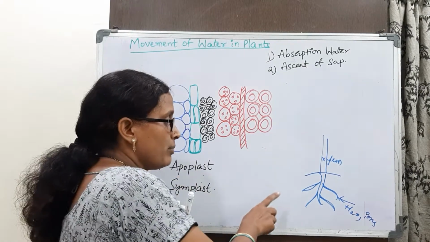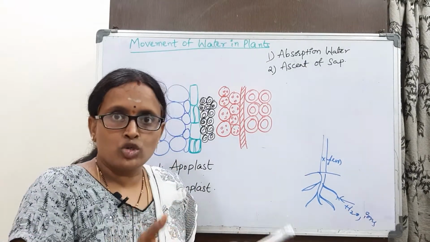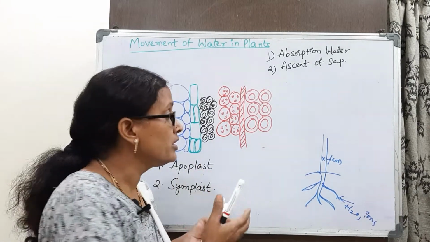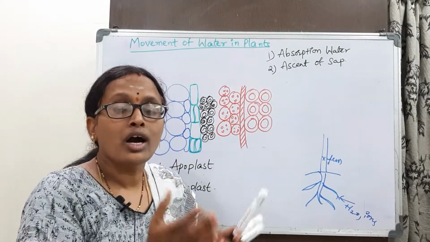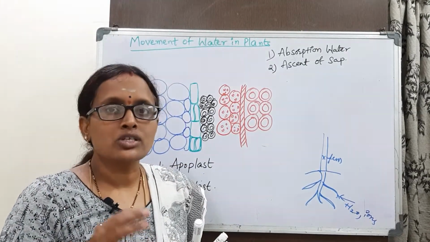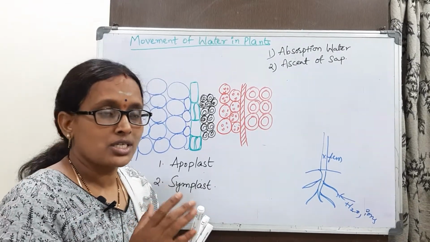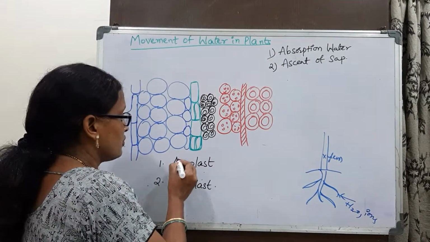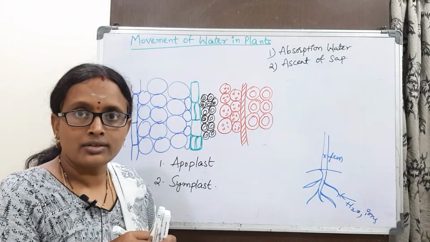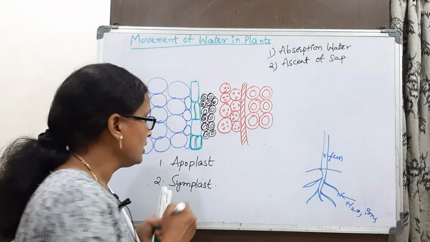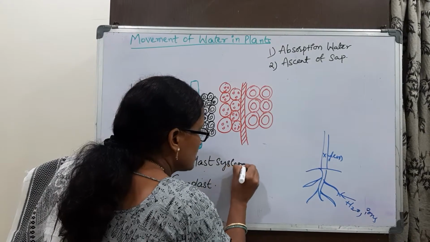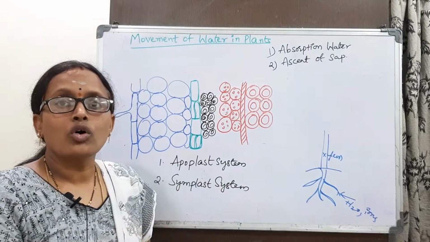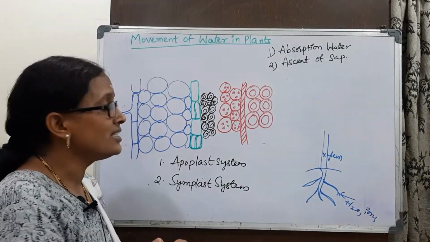So what is happening here? Water is absorbed by the roots, but how is it transported inside the plant, how does it reach the xylem, and from there how does it reach all the parts of the plant? That we are going to discuss. The water is transported by two pathways: the apoplast system and the symplast system. In the apoplast, the water moves only through the adjacent cell walls.